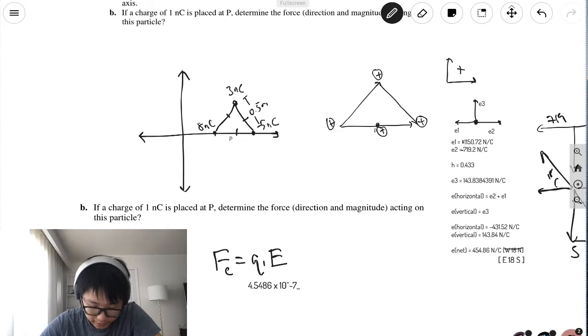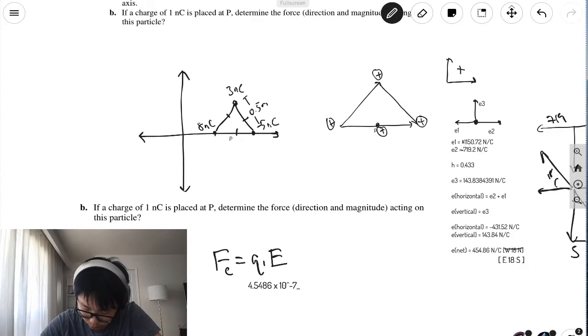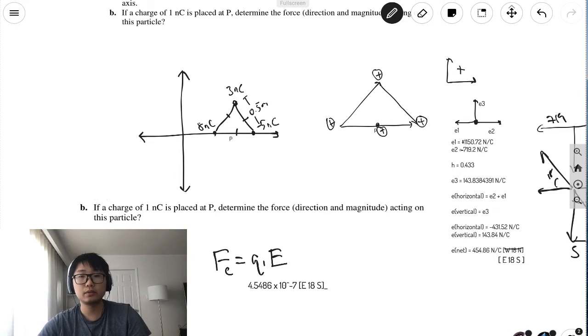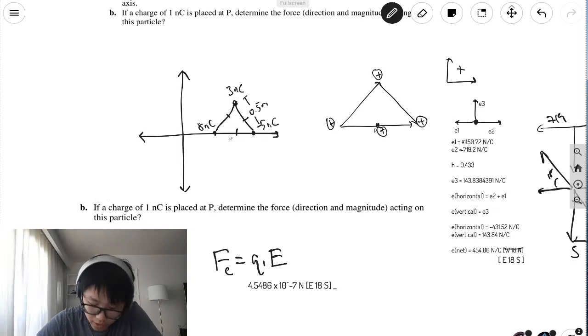Oh, you already did, yeah. Okay. I thought you wrote out the original. I thought you wrote the 454. Okay, so that's right. And then the direction would be the same. And what's the unit for this guy? Exactly. There you go.